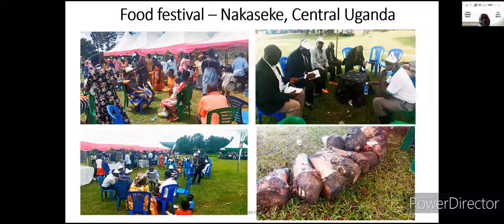So in the absence of that whole system, we have been holding farmer festivals as promotional activities for the hybrids. In these food festivals, we display the hybrids, we cook them, the farmers eat them like you are seeing, and they make a verdict of what they want. Then we have people who are selling suckers of all the varieties and they choose the best.